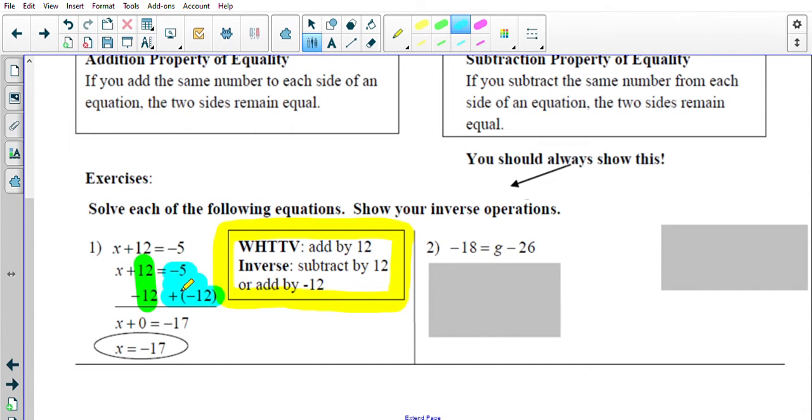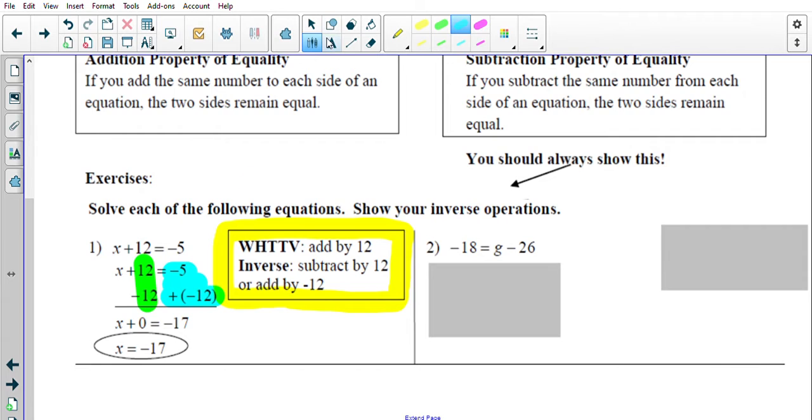Negative 5 plus negative 12, with or without the parentheses, or negative 5 minus 12. Make sure that you're using the subtraction sign for subtraction or minus, and you're using the negative key for any negative numbers. You should get negative 17. So x is negative 17.